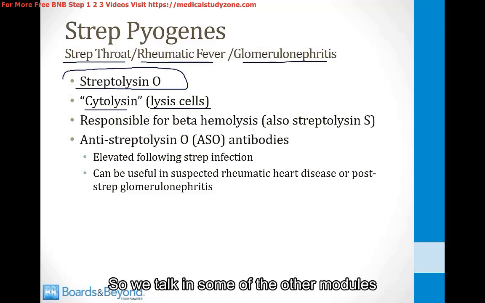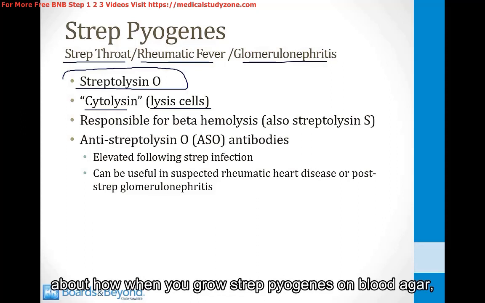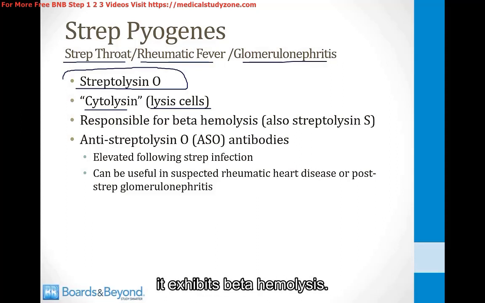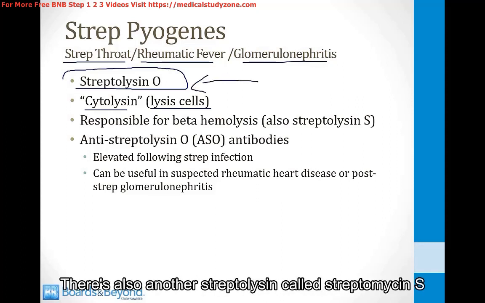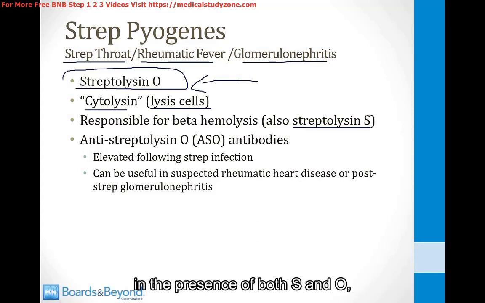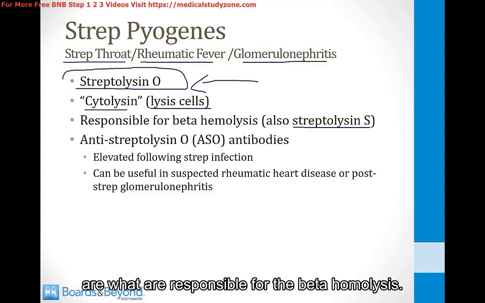So we talk in some of the other modules about how when you grow Strep pyogenes on blood agar, it exhibits beta hemolysis. And one of the reasons for this is the presence of this enzyme, streptolysin O, which can lyse cells. There's also another streptolysin called streptolysin S, and the presence of both S and O are what are responsible for the beta hemolysis.